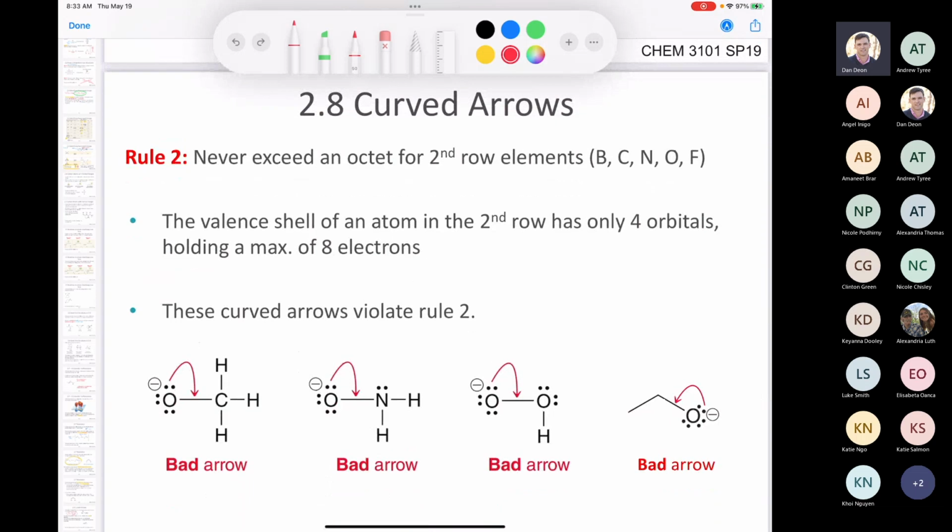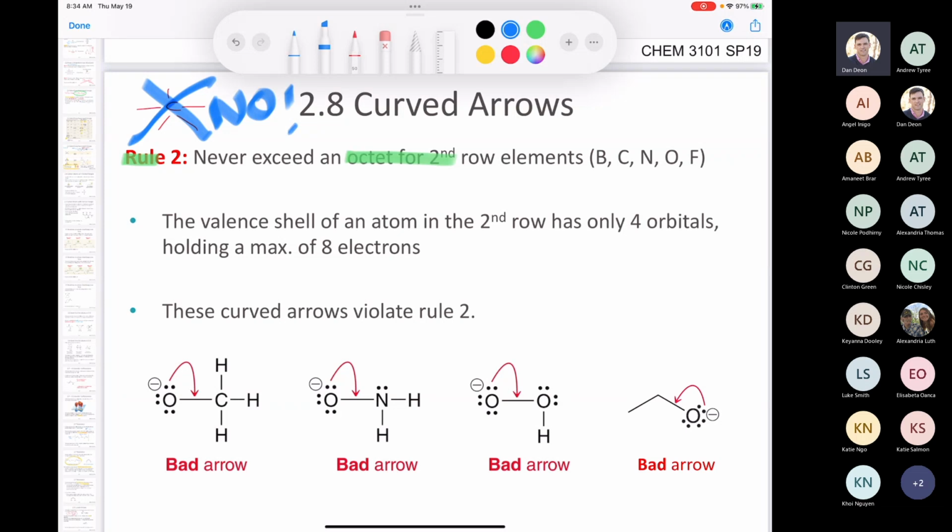Here we go. What else? Rule number 2, never exceed an octet for a second row element. If you exceed an octet for elements like boron, carbon, nitrogen, oxygen, and fluorine, that is a big no-no. Remember that I told you there's no such thing as a carbon with 5 bonds. If you ever end up with a carbon with 5 bonds, you've done something seriously wrong. Put a big X over that. We'll put a big no. You cannot have 5 bonds to carbon. And similarly, you can't violate the octet rule for nitrogen and oxygen and fluorine.